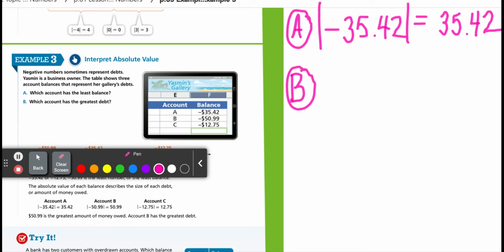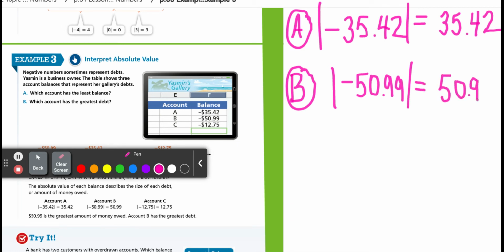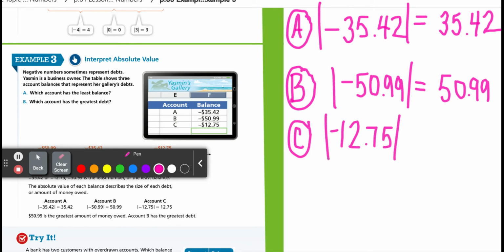B has a balance of -$50.99. So what is the absolute value of $50.99? It will be $50.99, because remember, absolute value is always positive. We're talking about a distance from zero. Distance is going to be positive. So now C, let's find out, how far is -$12.75 away from zero? What's the absolute value? The absolute value will be $12.75.